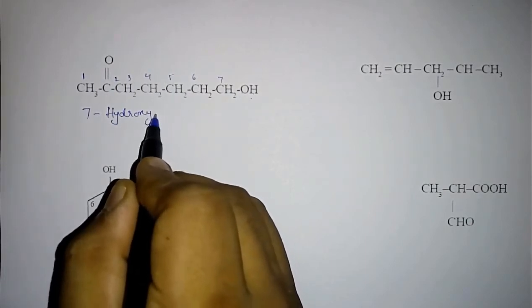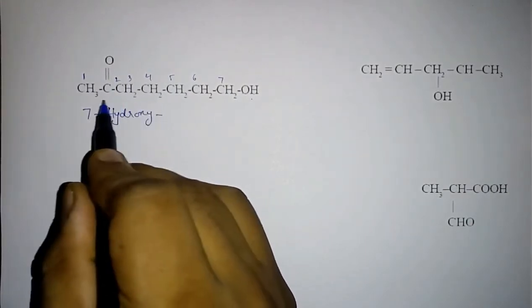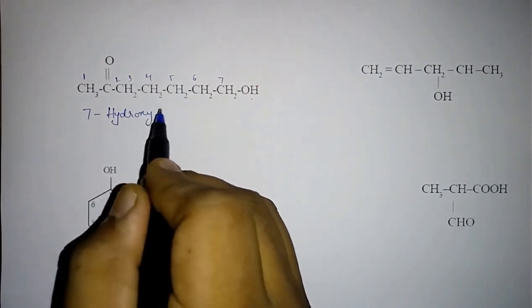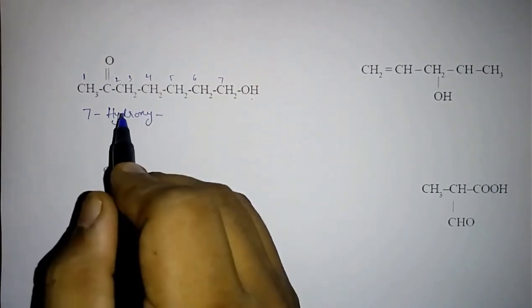Okay, 7-hydroxy-. Next you will be seeing whether this structure is a cyclic compound or not. It is not a cyclic compound, so you will not write cyclo. You will be ignoring that part.